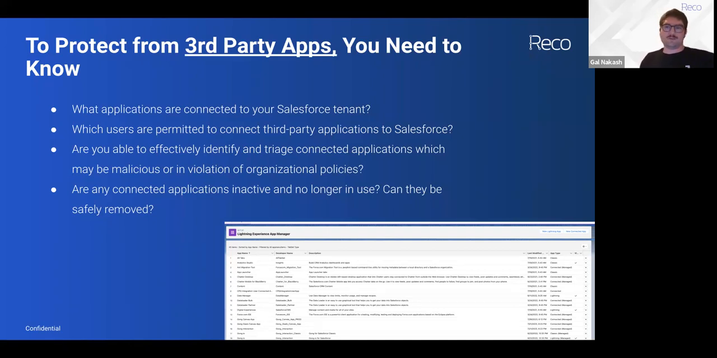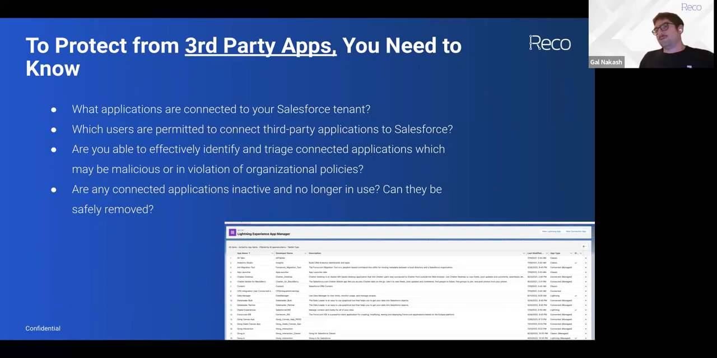The SaaS world is a quest, and there are pivotal questions we must address. First, we need to ask, do you know which applications are currently connected to your Salesforce tenant? It's a fundamental step toward comprehending the scope of potential risks and vulnerabilities. Next, consider who are the users permitted to connect third-party applications to Salesforce. User permissions play a vital role in ensuring that only trusted individuals can access and integrate these applications.